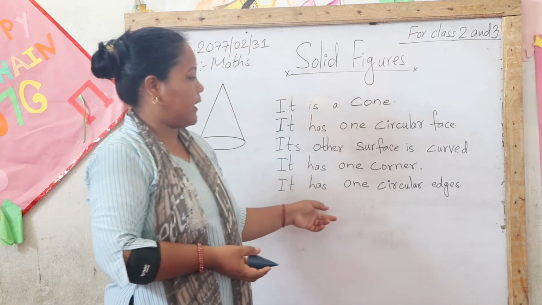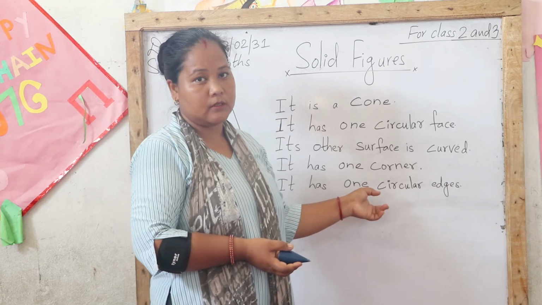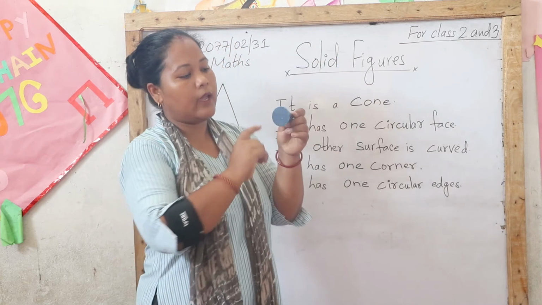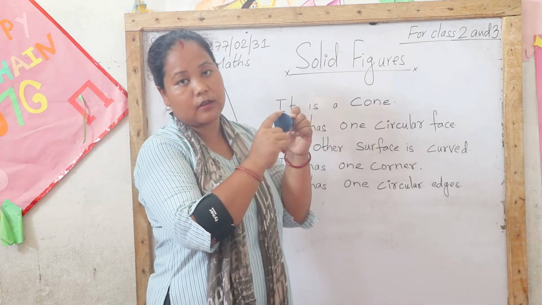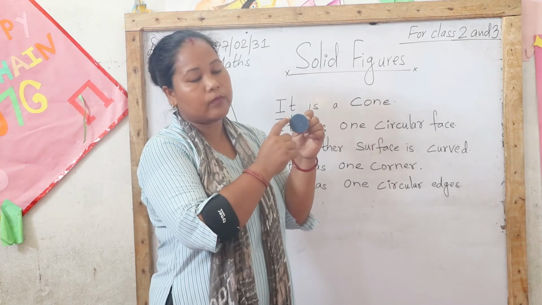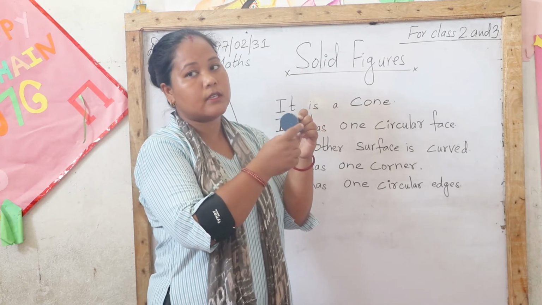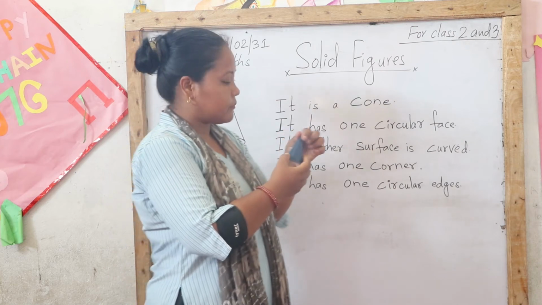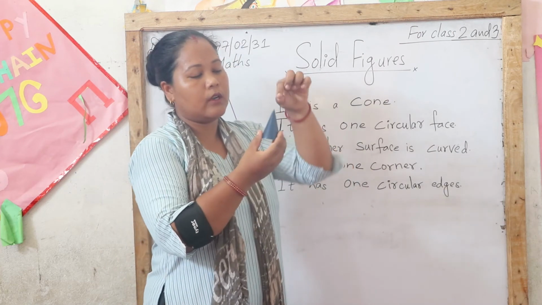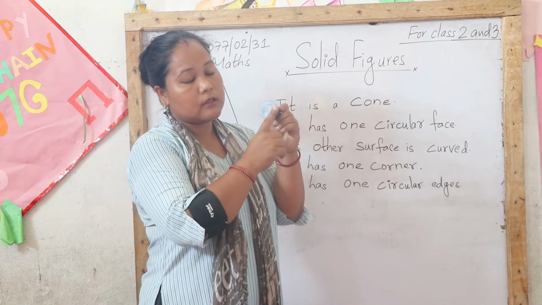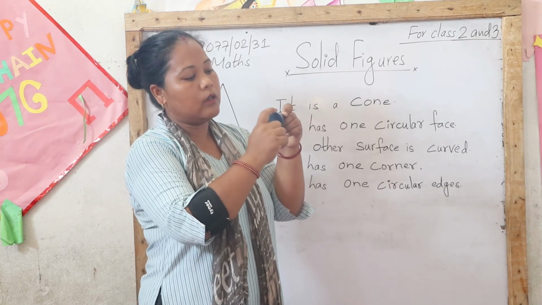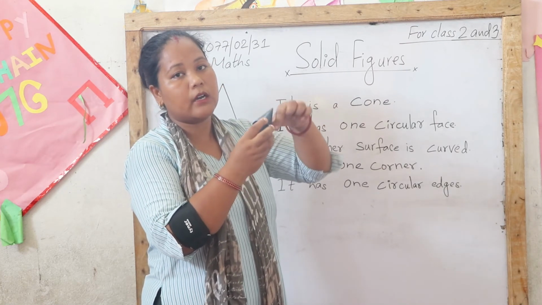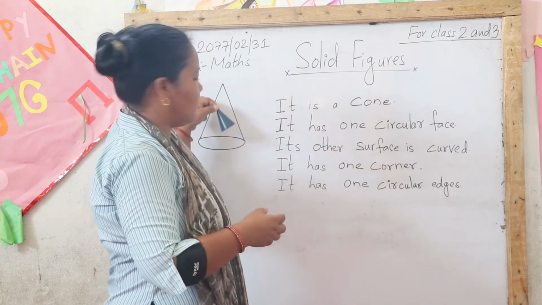Okay, and we have 12 edges in cube and cuboids. In cylinder we have two circular edges, but in cone we have one edge that is in circular form. Okay, this is the edge of cone, and this is a round shape, so it has one circular edge. Again, the cone has only one vertex, only one circular face, and only one edge, and the other surface is curved. This is the property of cone.